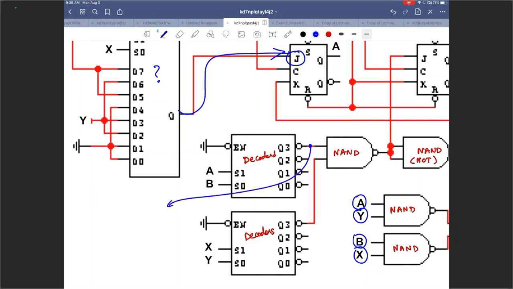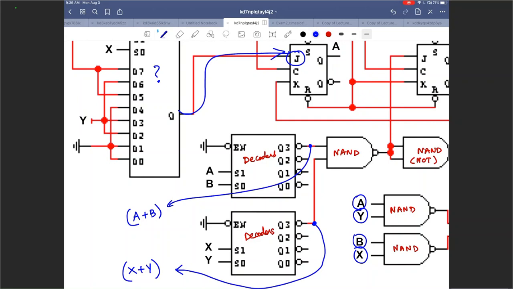The outputs of the decoders are max terms, right? So what would be the max term 3? Max term 3 would be A or B, isn't it? How about here? It would be X or Y. 2 to 4 decoders, the outputs are active low, max terms. The max term 3 when the input is X and Y is X or Y.